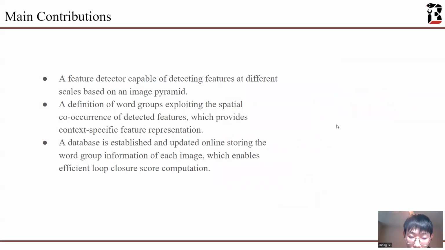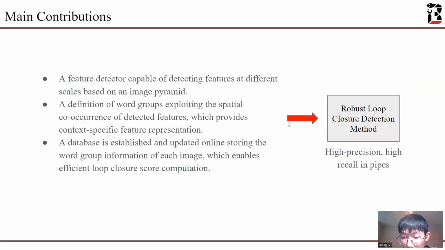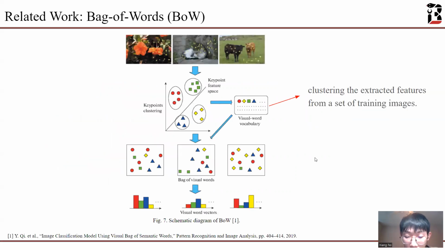Overall, we have three main contributions. First, a feature detector capable of detecting features at different scales based on an image pyramid. Second, the definition of work groups exploiting the spatial co-occurrence of detected features, which provides context-specific feature representation. In addition, a database is established and updated online, storing the workgroup information of each image, which enables efficient loop closure score computation. Combining all these works, we successfully developed a robust loop closure detection module in pipe environments.